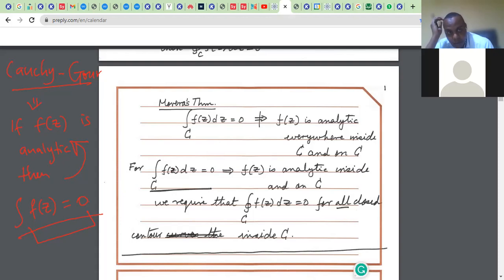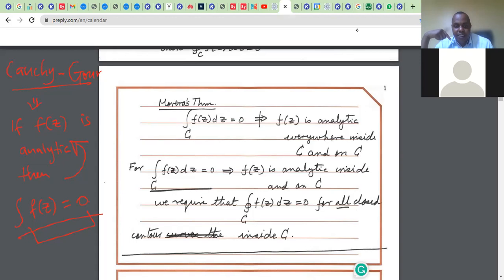So when we say that the integral of f(z) equals 0, it means that the function f(z) is analytic, right? No. When the function is analytic, the integral is 0. But when the integral is 0, the function need not be analytic. It can be analytic or fail to be analytic.